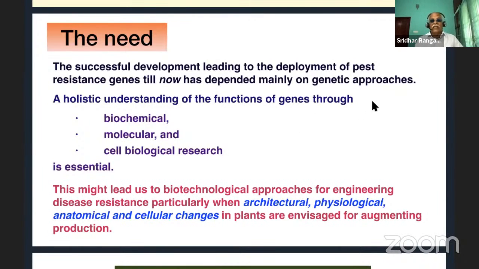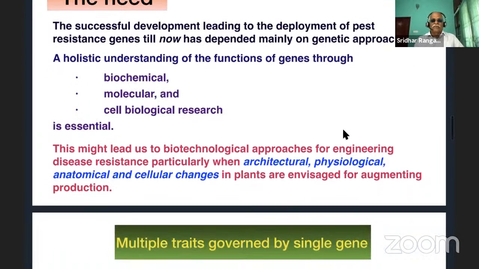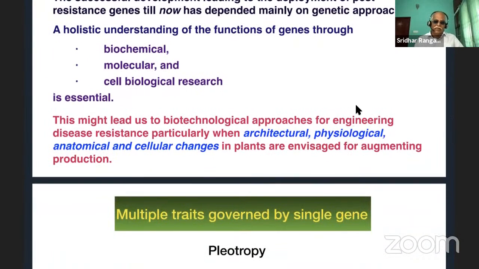But for a holistic understanding, if you understand how the gene functions, what is the function of the resistant genes in the host, it should be understood through biochemical means, at a molecular level, as well as at cellular biological level. All these three combined together, you may be able to know how the resistant gene functions or offers protection against the pathogen. That is more essential. And a lot of studies are now being undertaken, and a lot of information is accumulating.